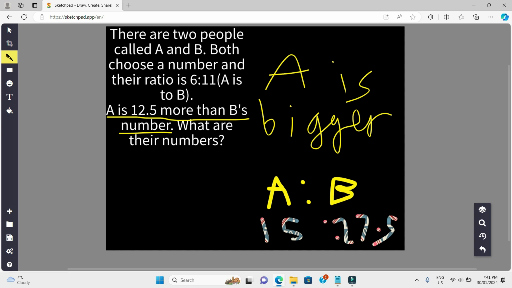That's where the negative numbers help us. If I just add a minus to 15 and a minus to 27.5, it doesn't change the ratio, it's still 6 is to 11, because I just added the minus in both of them. So it's fine. But now you can see that A is 12.5 more than B's number. See, when it's negative, it reverses. So now A is bigger than B.